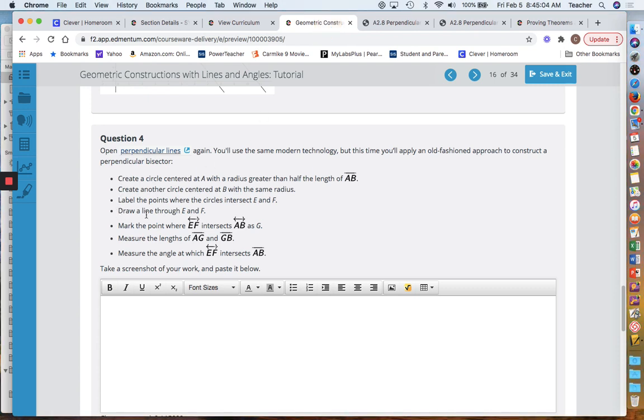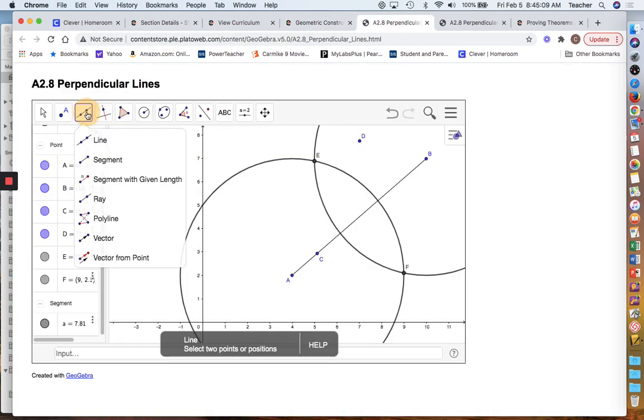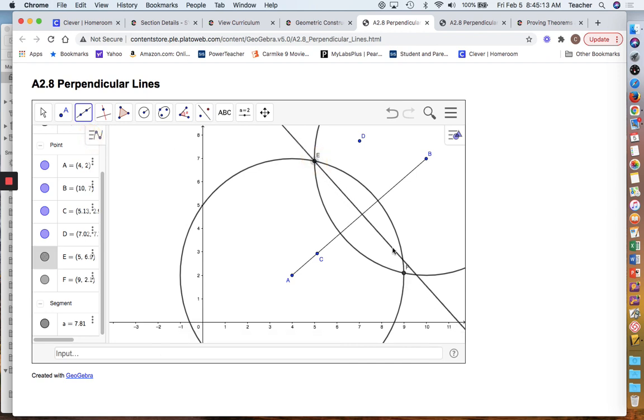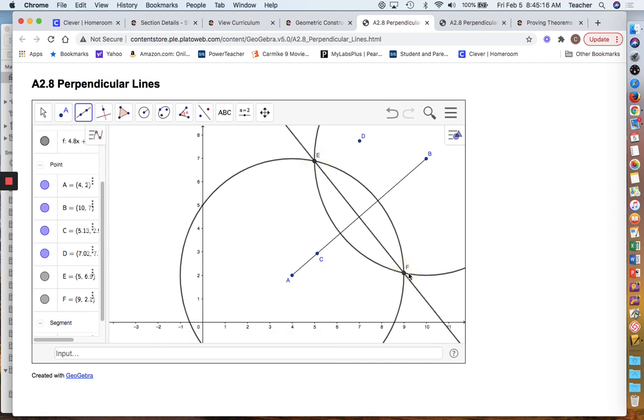Fourth bullet point, draw a line through EF. All right, so I need to come over here to the third icon and select the line. I'm going to click on E, and I'm going to come down here and click on F. So now I've got a line through EF.